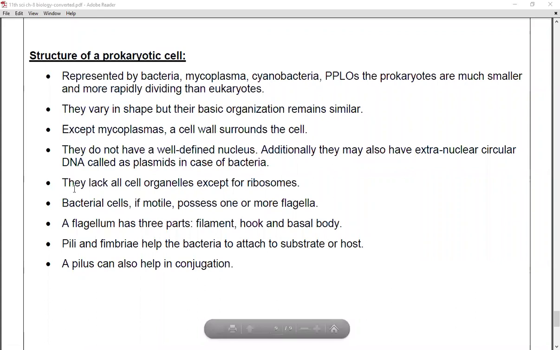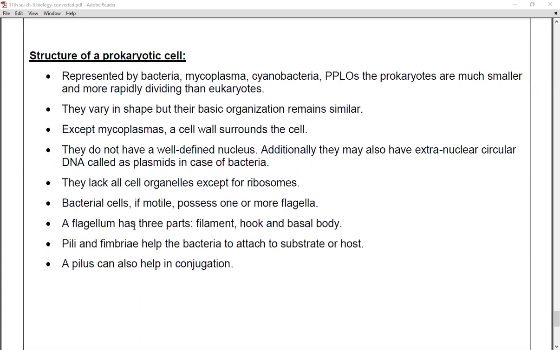Now, the prokaryotic cell lacks all cell organelles except the ribosome. So there will be ribosomes, but except for the ribosomes, other cell organelles are absent in the prokaryotic cell. Next are the bacterial cells. If they are motile in nature, then they may possess one or more flagella, right? So there may be one flagellum, or there are possibilities, based upon different types of bacteria, that they may have more flagella, right? So if the flagella are present, then the bacterial cells are said to be motile in nature, right?